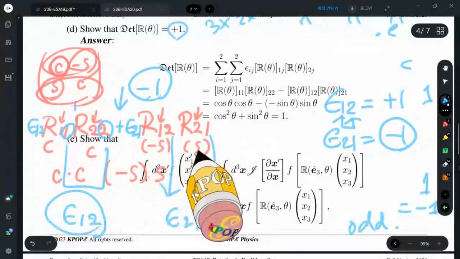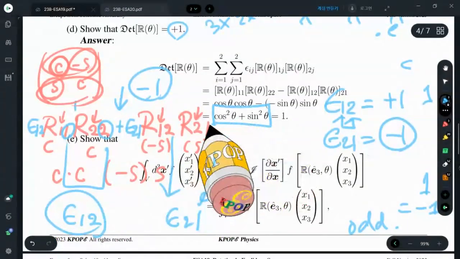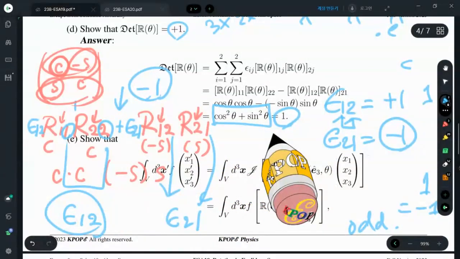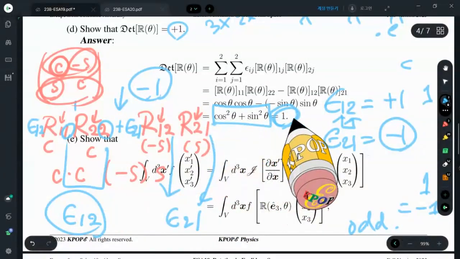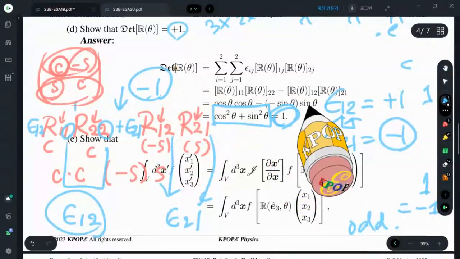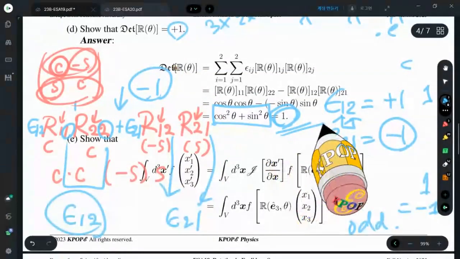Substitute cosine, cosine, minus sine, sine. The answer is cosine squared plus sine squared. What's that? Middle school students know that it is 1. Determinant of R is 1. It's not the end of the game.